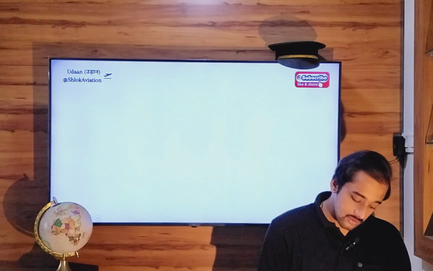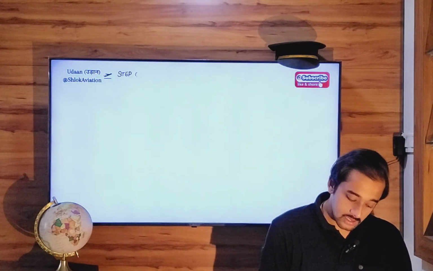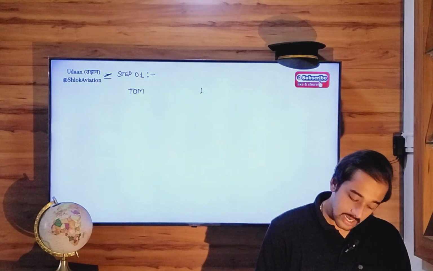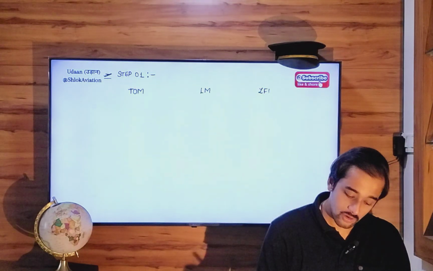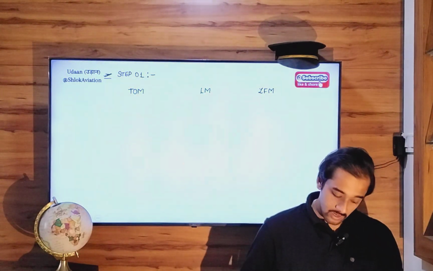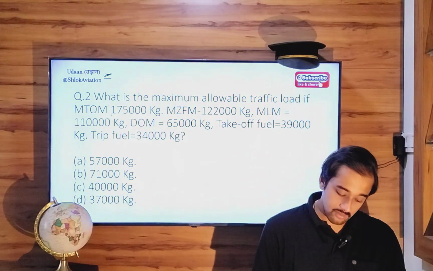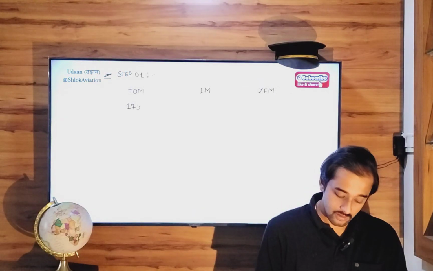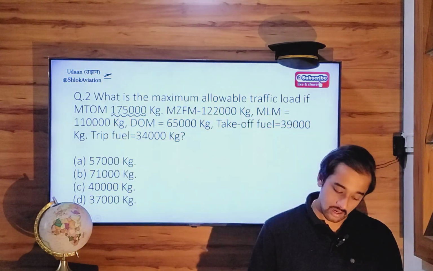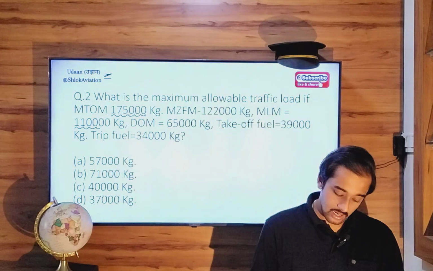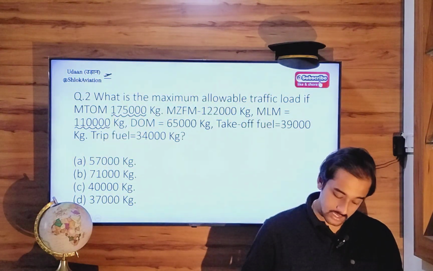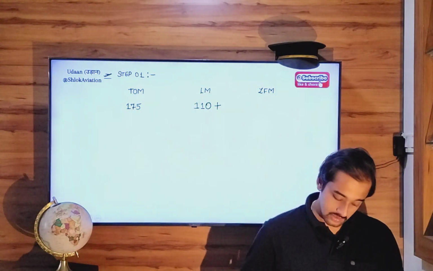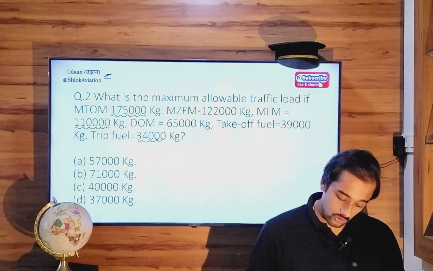So let's start. Step number 1, draw three columns, one for takeoff mass, the second one for landing mass, and the third one for zero fuel mass. Now in the takeoff mass, you will write the takeoff value, which is maximum 1,75,000 kg. So I am writing 175. In the landing mass, write 1,10,000. So 110 plus trip fuel 34,000, which is 34.